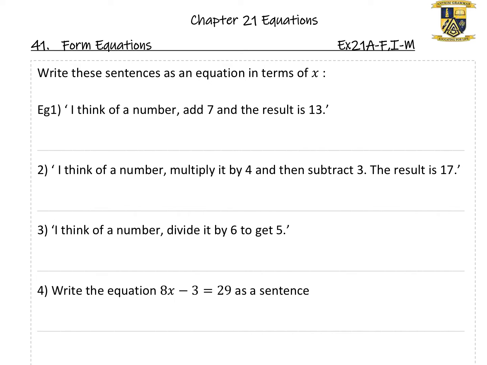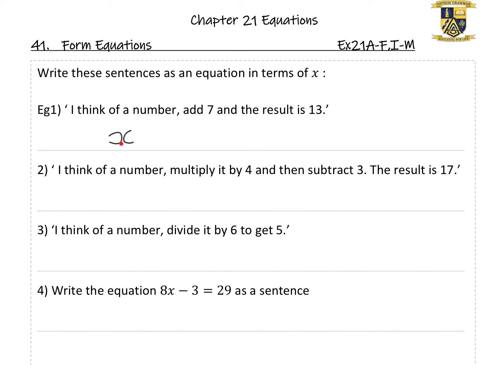Example 1. We'll have to write these sentences as an equation in terms of x. So an equation is going to be something that has an equal sign in it. And in terms of x means there's going to be x involved in the equation as well. Example 1. I think of a number. Well, that number they haven't told us, so we'll call that x. X represents the unknown number that you have thought of.